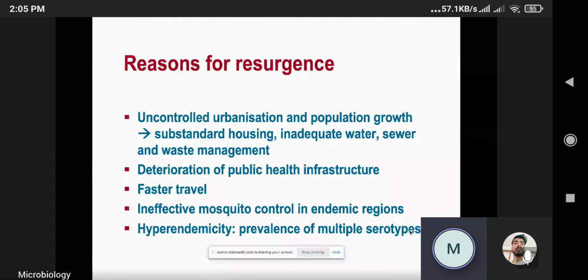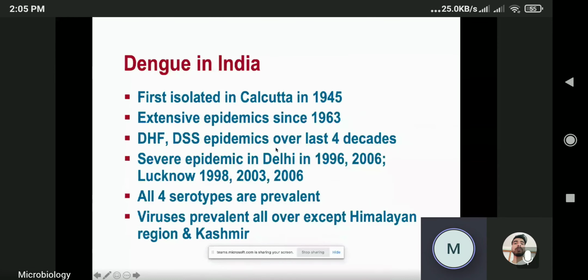In India, these are the certain outbreaks or cases found. See here, the most important one is this one. In Delhi and in Lucknow, the cases were more in 2003 and in 2006. During that time, dengue was detected in Nepal also, basically in the Terai region, Banke and Chitwan. These are the more commonly affected areas.